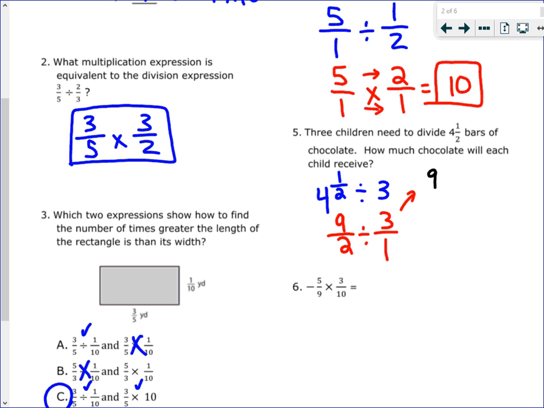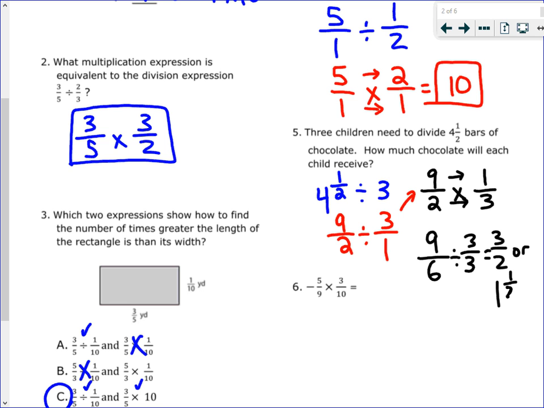9/2 times 1/3. 9 halves times 1/3. Then we multiply across, and we get 9 over 6. So 9 over 6. And then we simplify that by dividing by 3, which gives us 3 halves, or 1 and 1/2. And there you have it.